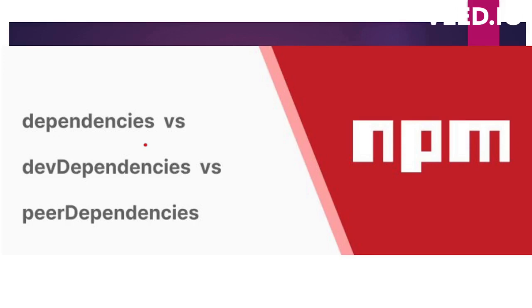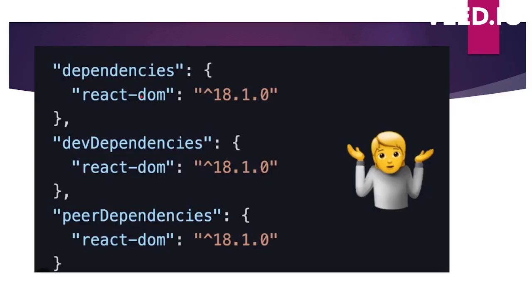Hello everyone, in this video we'll discuss dependencies, dev dependencies and peer dependencies. In package.json you must have seen different sections like dependencies, dev dependencies, peer dependencies, and it can get confusing sometimes where to put your library, in which section your dependency should go. These three are nothing but simple JSON objects placed in package.json. So let's understand each of them in detail.